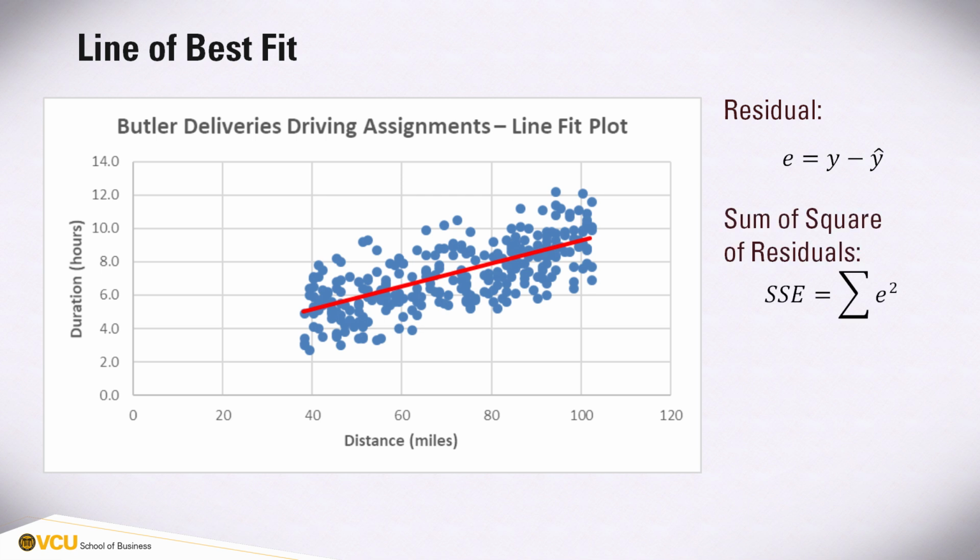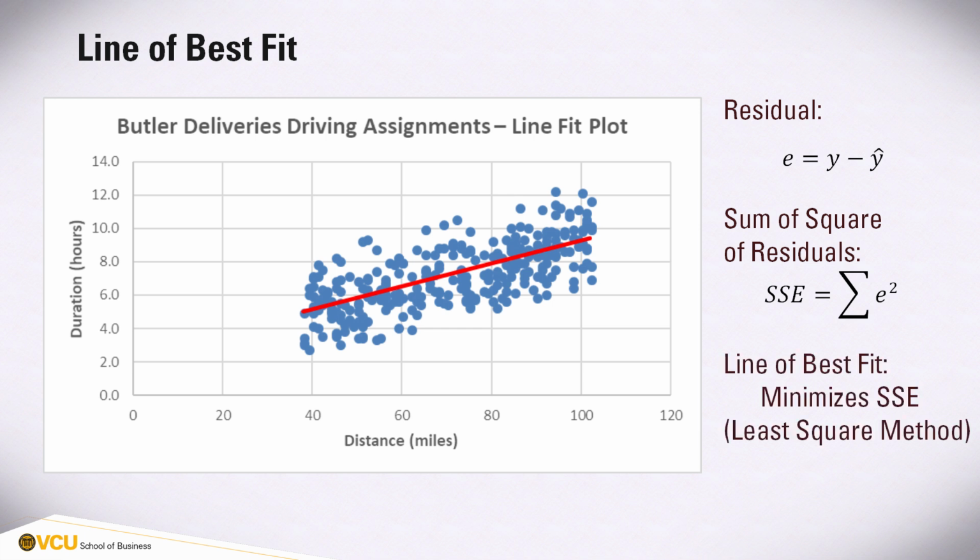If you now calculate the square of all the residuals in the dataset so that they all are positive quantities and sum them together, we obtain a quantity that we call the sum of squares of the residuals, or in short, SSE. There is only one combination of intercept and slope that will minimize SSE, and that is the line of best fit, calculated using the least squares method.